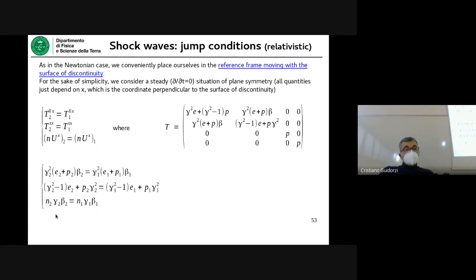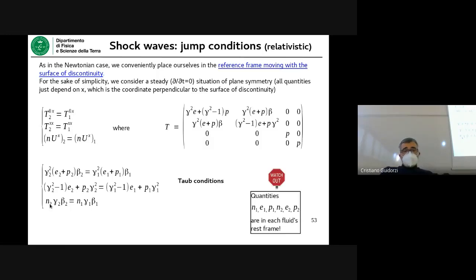So the third equation ensures that the same number of particles per unit time per unit area crossing the shock from upstream is the same as the one just coming out in the downstream region. So conservation of energy, linear momentum along the x, conservation of number of particles. Now, again, these are called Taub conditions. Taub after the American physicist who first derived them, more or less 70 years ago, probably. So in the 20th century. So this is relatively recent physics.